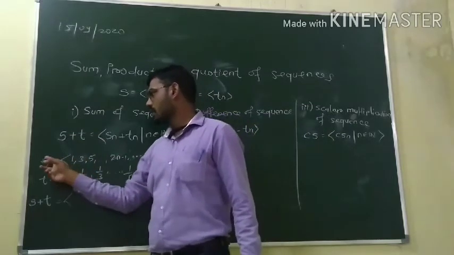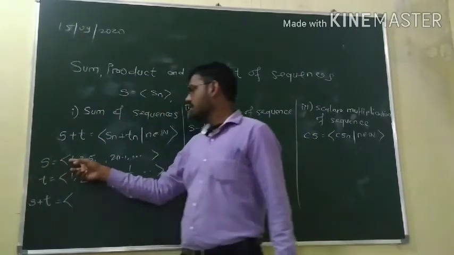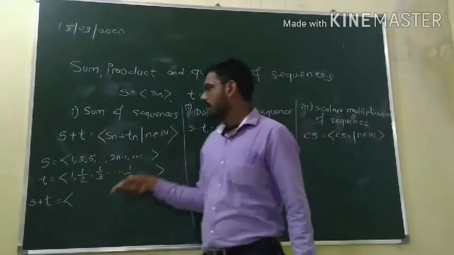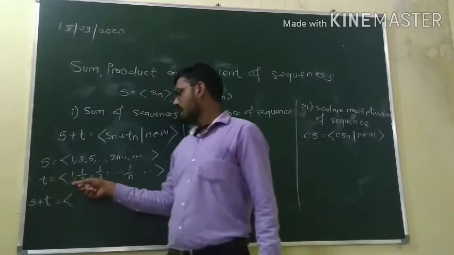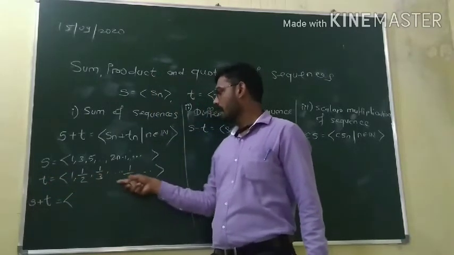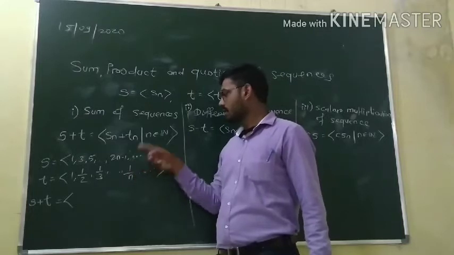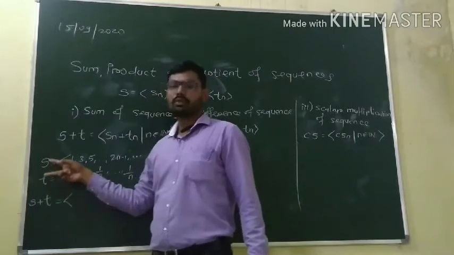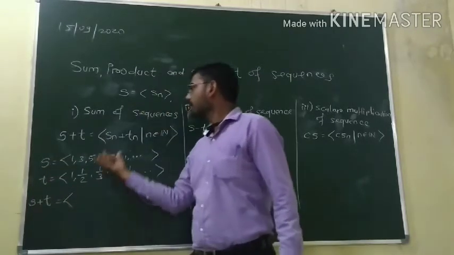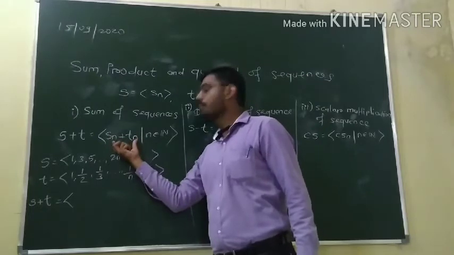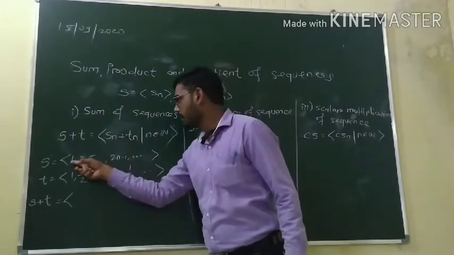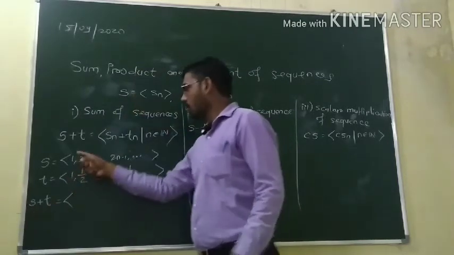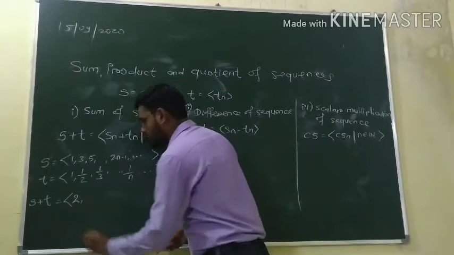Suppose we are given a sequence S defined as 1, 3, 5, and so on, the sequence of odd numbers. Then we are also given a sequence T whose elements are 1, 1/2, 1/3, and so on. This is the sequence 1/n. Now the sum of the two sequences S plus T is nothing but adding the terms component-wise. The first element here is 1, and here 1, so the first element of S plus T becomes 1 plus 1, that is 2.